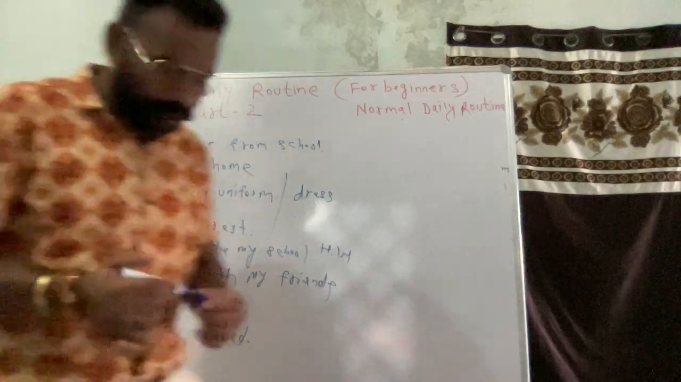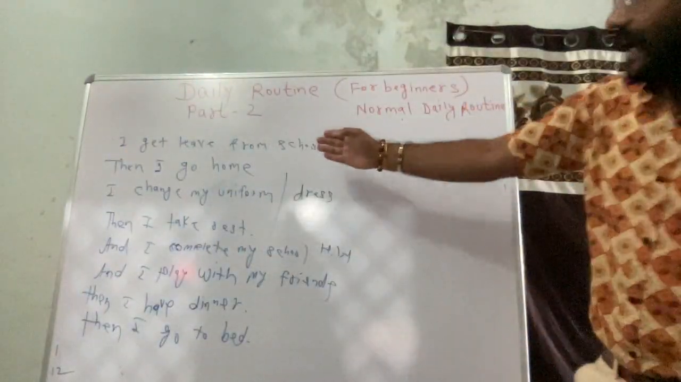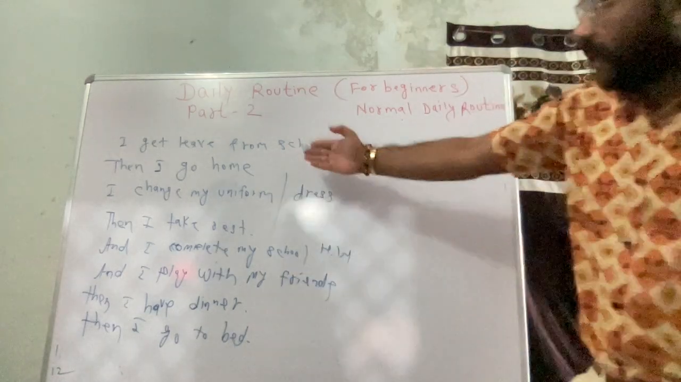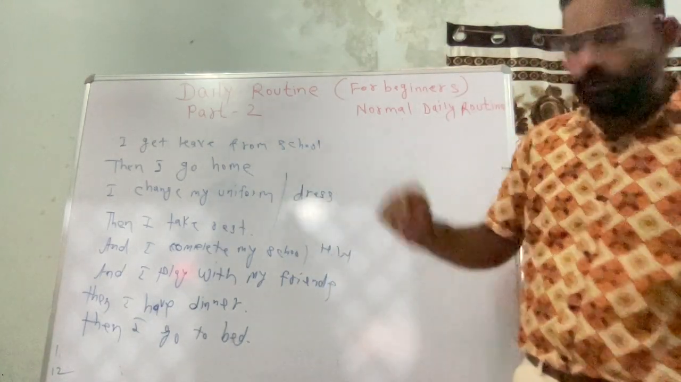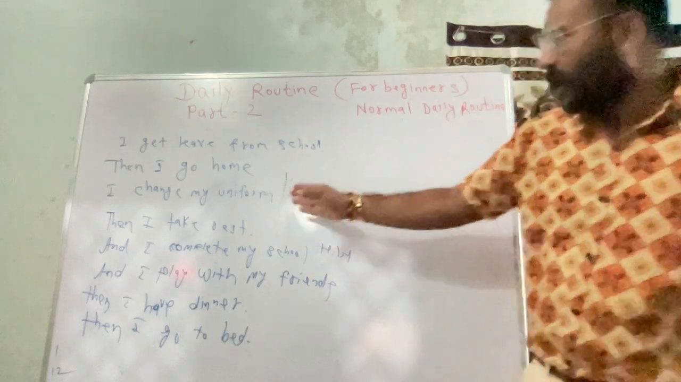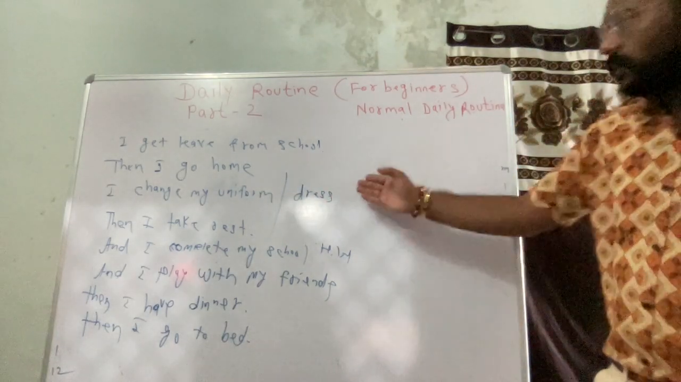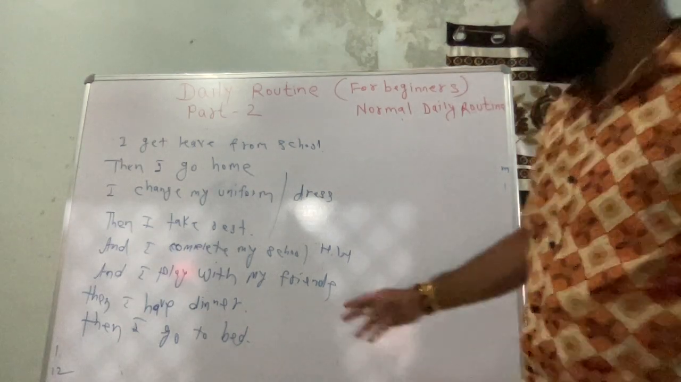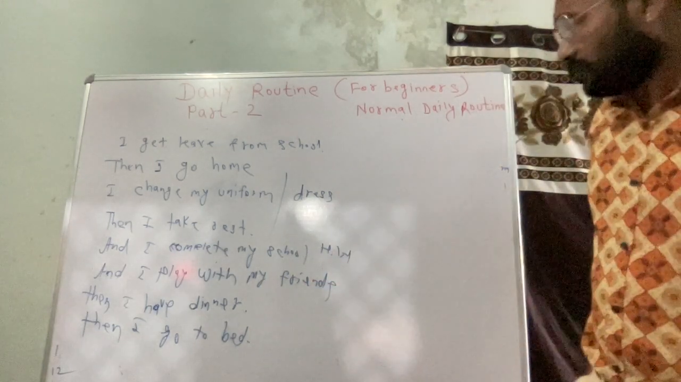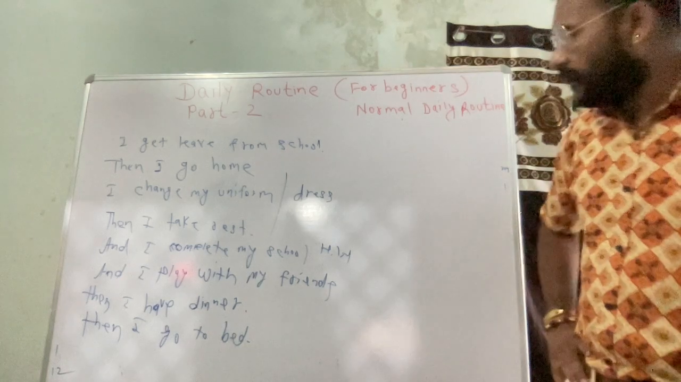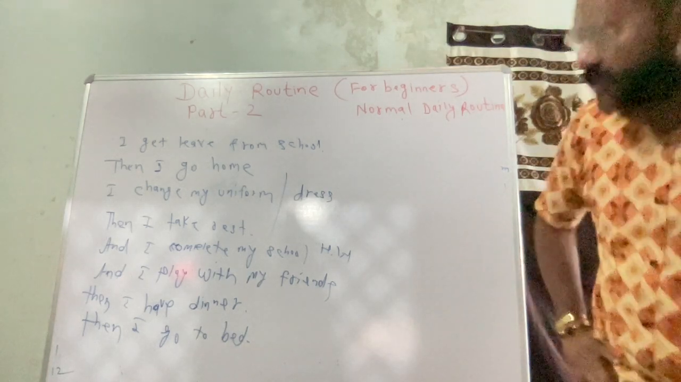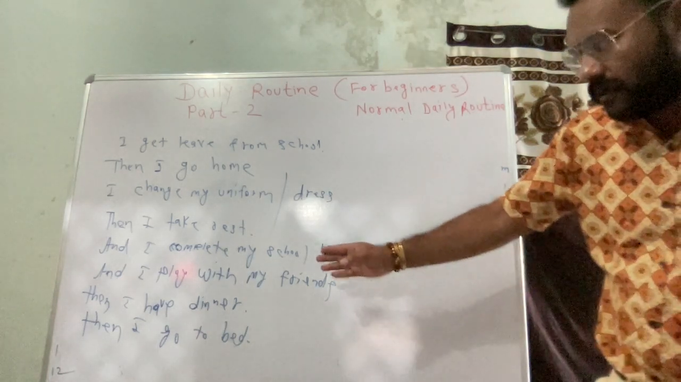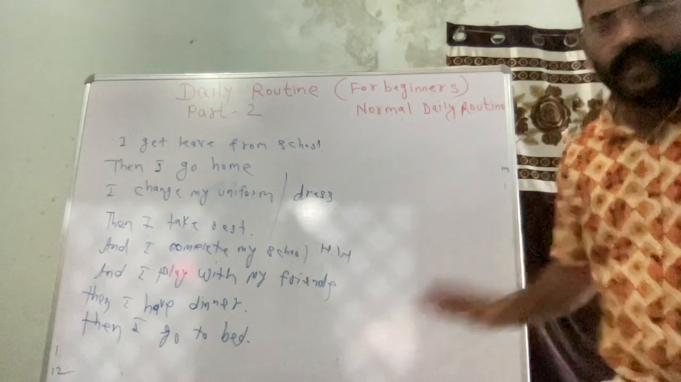So now you see, then I get leave from school, then I go home, then I reach home, then I change my school uniform or school dress, then I take rest. Alright, then I complete my school HW, meaning homework, and then I play with my friends, then I have dinner. Alright, then I go to bed.